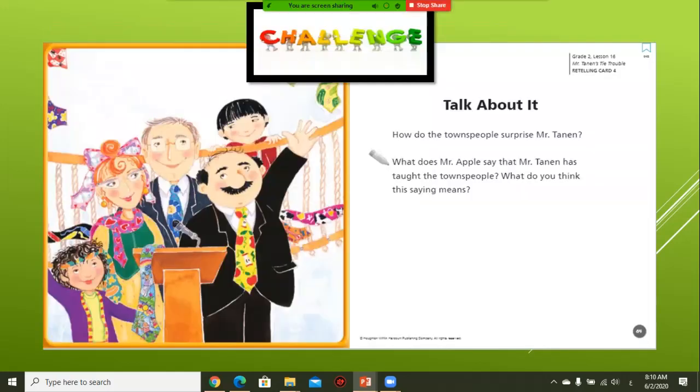This is your time to challenge yourself. Please, how do the townspeople surprise Mr. Tannen? How does Mr. Apple say that Mr. Tannen has taught the townspeople? What do you think this saying means?